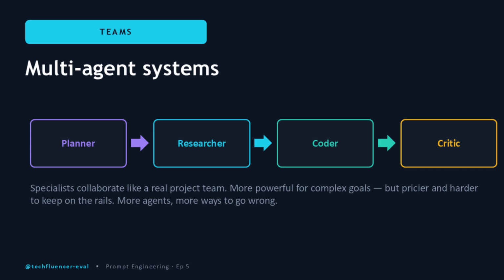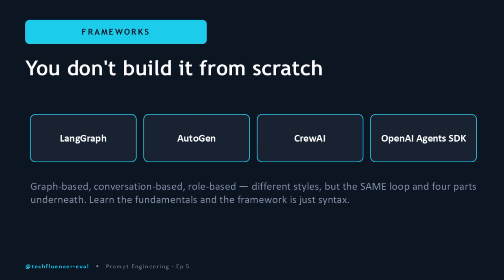You don't build all this from scratch. A handful of frameworks handle the loop, the tool wiring, and the orchestration for you. LangGraph, AutoGen, Crew AI, and the OpenAI Agents SDK are the names you'll hear most. They differ in style. Some are graph-based and explicit, some are conversation-based, some are role-based. But under every one of them is the same loop and the same four parts we just covered. Learn the fundamentals, and the framework becomes just syntax.